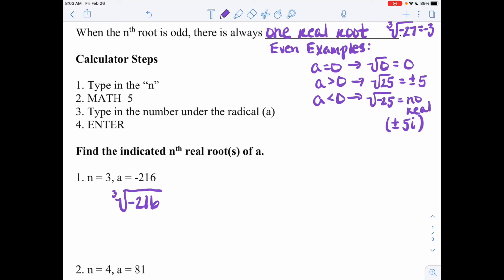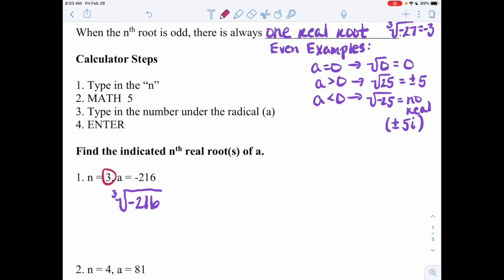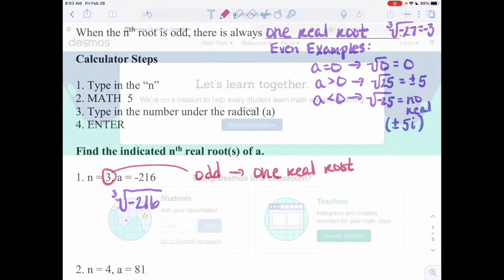The next thing I want to do is determine how many roots that I'm going to have. My n value is 3, which is odd, so that means that I'm only going to have one real root. And now I need to figure out what that root is going to be. So let's go ahead and go over to the Desmos Scientific Calculator and I'll show you how to do that.